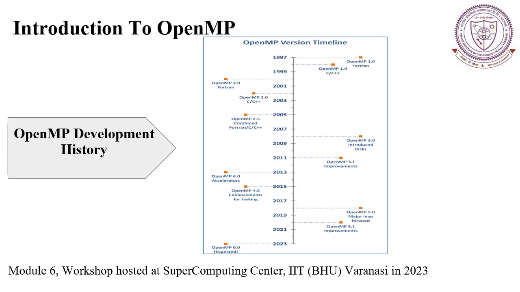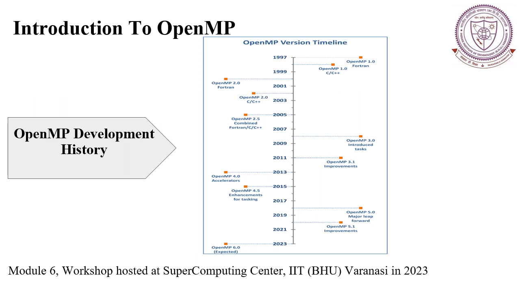Now we will see the OpenMP development history. OpenMP was initially developed in the late 1990s as a collaborative effort between several leading computer hardware and software companies, including Silicon Graphics, IBM, and Cray Research. The first version, OpenMP 1.0, was released in October 1997. It provided a set of compiler directives, runtime library routines, and environment variables to enable parallel programming in Fortran and C++. OpenMP 1.0 introduced key concepts such as parallel regions, work sharing constructs, and data scoping.